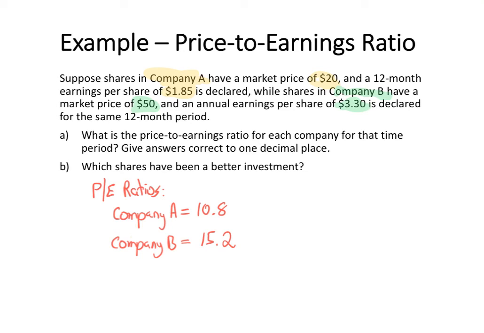So the information that the price to earnings ratio tells us is that to earn $1 of revenue in company A, you've got to spend $10.80 to buy the shares. To earn $1 revenue in company B, you need to spend $15.20. So to earn that same $1 in revenue, it is better to invest in company A, because that will allow you to spend less money to earn that same $1. So that is an example of some calculations involving the price to earnings ratios of shares.